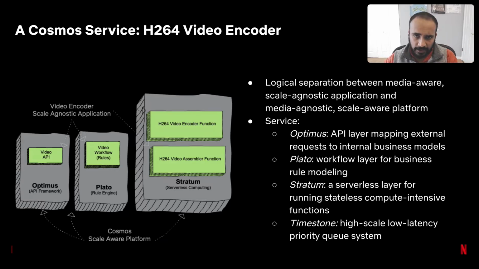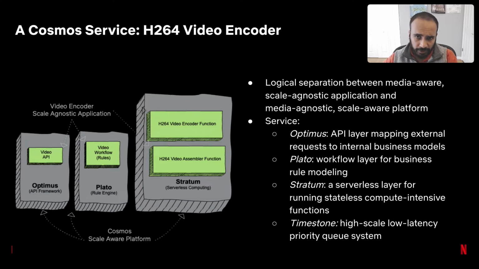Cosmos has two axes of separation. On the one hand, logic is divided between API, workflow, and serverless functions. And on the other hand, logic is separated between application and platform. The platform API provides media-specific abstraction to application developers while hiding the implementation and details of distributed computing.